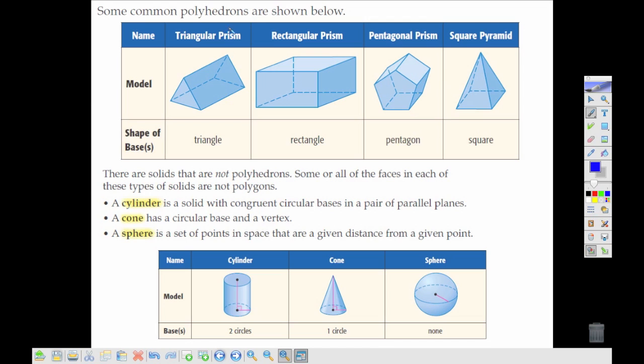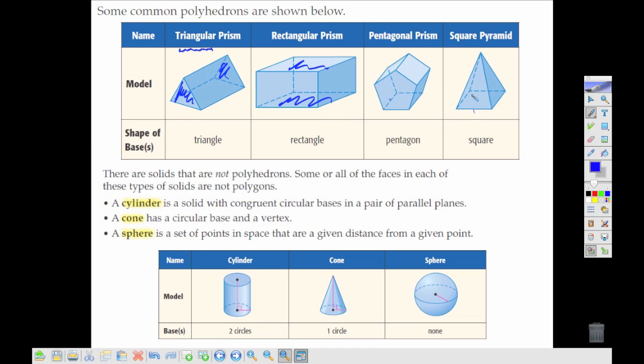So here's some names for some common polyhedrons. We might have a prism. Now this is a triangular prism. It's named triangular prism because the bases are triangles. But notice going around we have all rectangles. This could be a rectangular prism because the bases are rectangles. Or a pentagonal prism because the bases are pentagons.